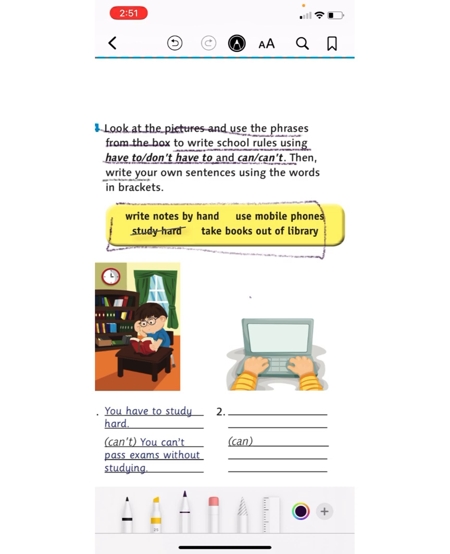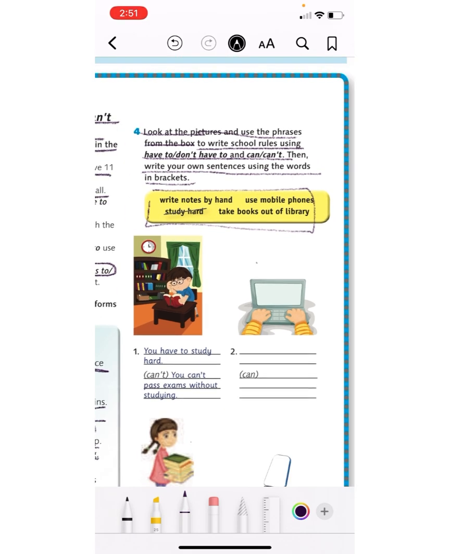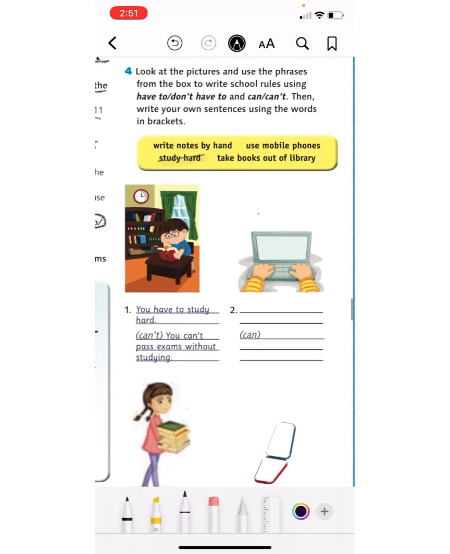Then write your own sentences using the words in brackets. Look. Then first you have to look at the picture. Second, you have to use the suitable phrase from the books. نستخدم الجملة الصحيحة to describe the pictures. And we have to use can, can't, have to. طيب. The first one is answered.